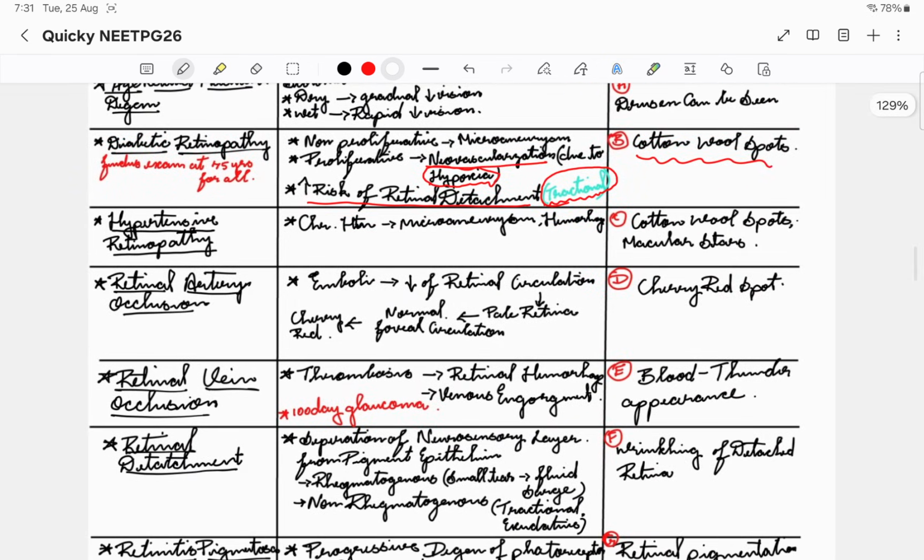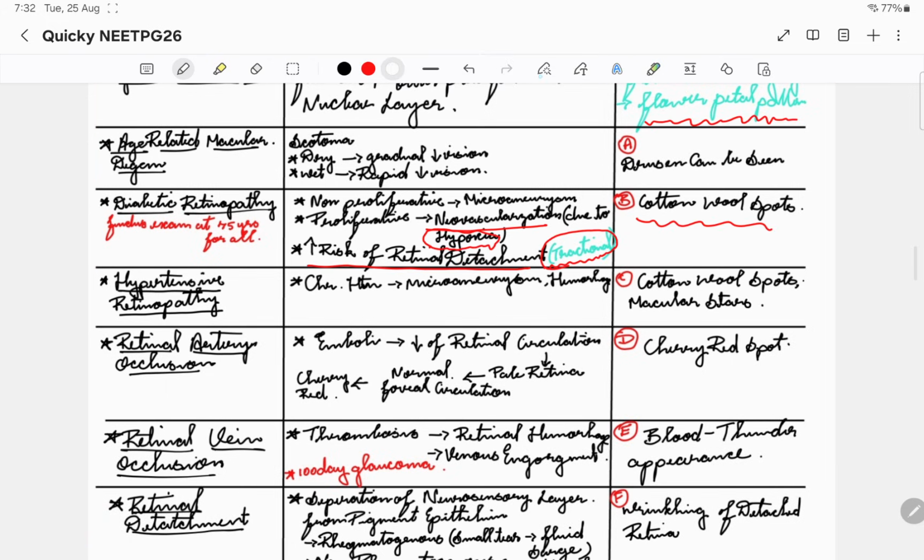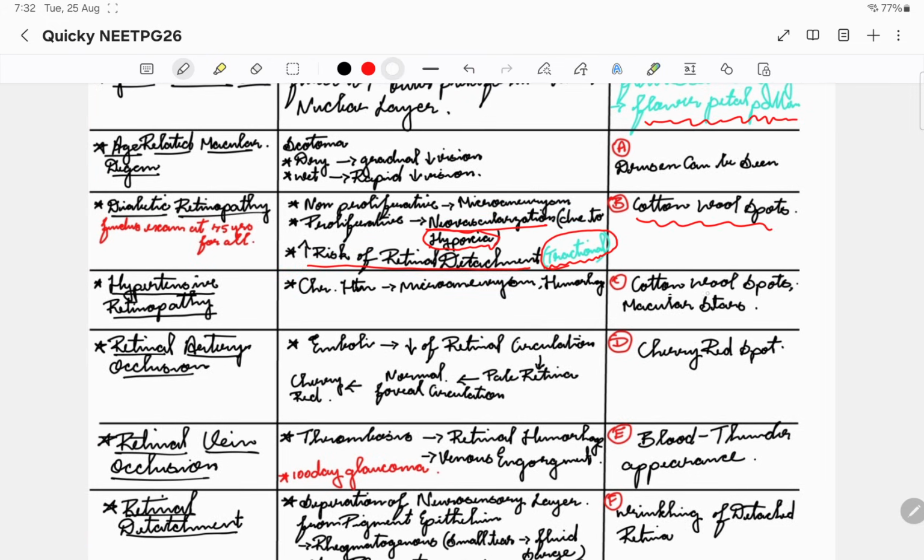Then coming to hypertensive retinopathy, which we used to see in the emergency, right? Papilledema and so on we used to see. Here also, similar to diabetic retinopathy, cotton wool spots will be there. This is because of chronic hypertension. There will be microaneurysms, just like diabetic retinopathy.